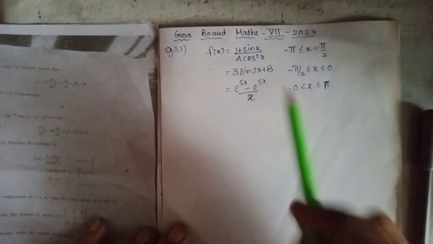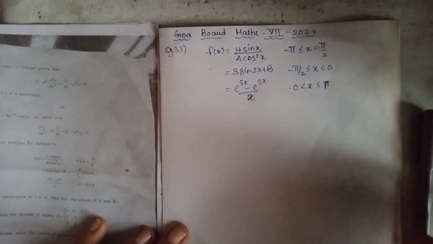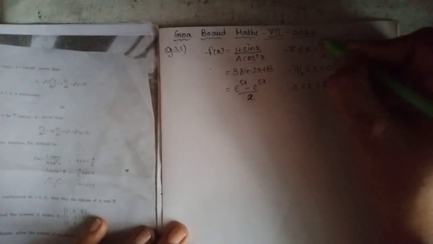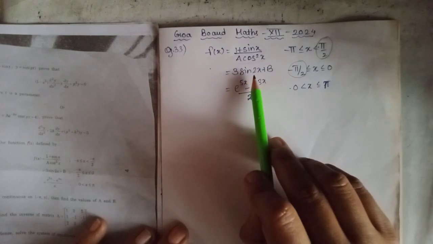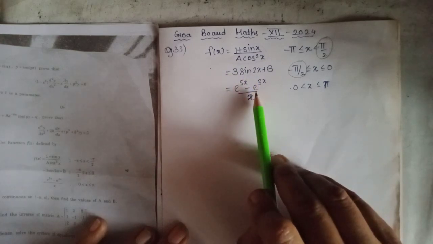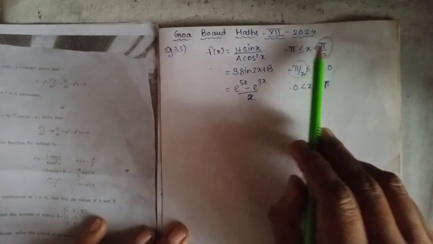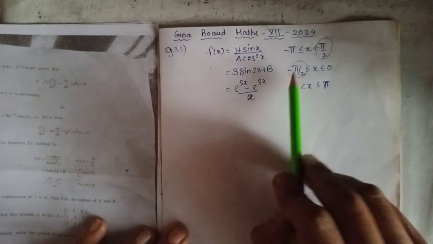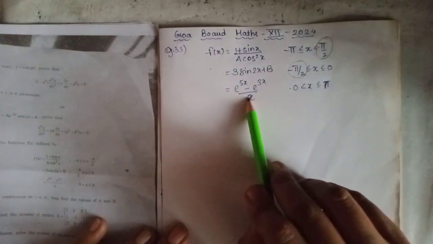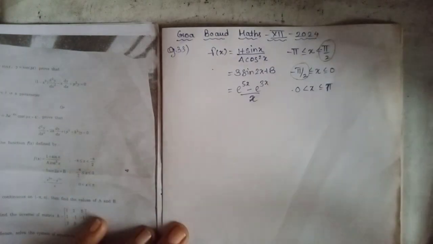Now here when you consider this function, then your left hand limit becomes this and right hand limit becomes this. For this function left hand limit is this and right hand limit is this. For this function left hand limit is this. Okay, so let's write.